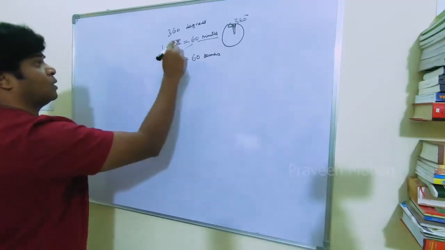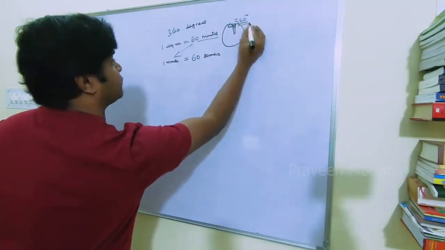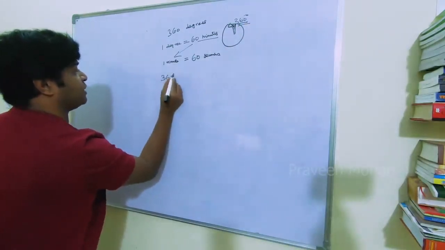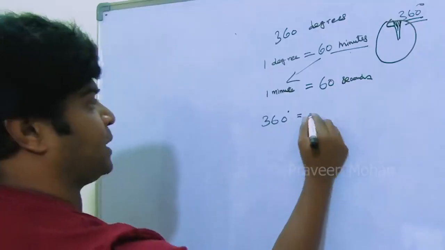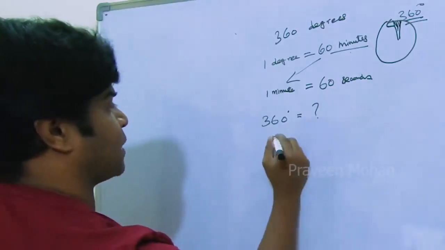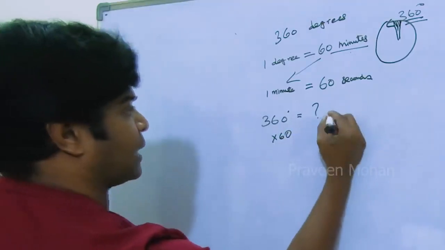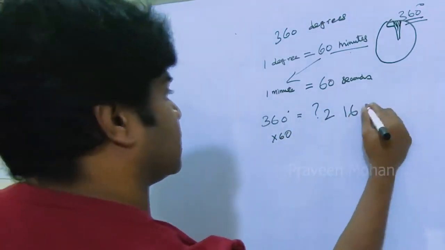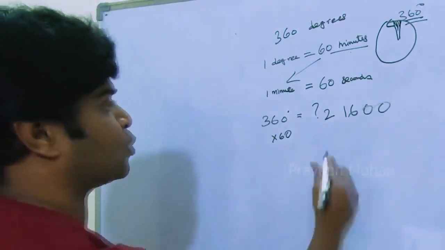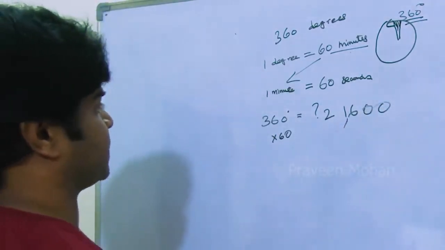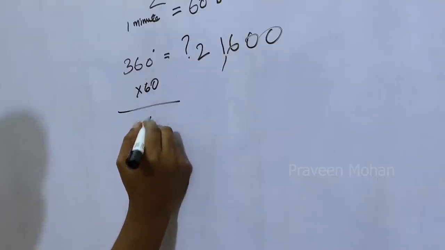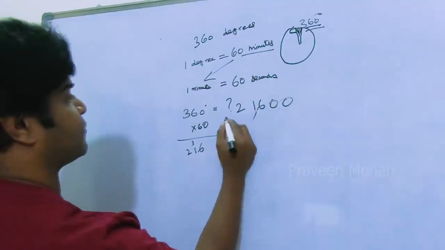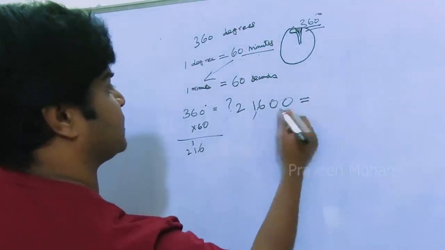Now, 360 degrees would be how many minutes? You have to multiply this by 60, right? I think it gives out 21,016, something like that. Am I right? 6, 6 are 36, 3, 18, 21. Yeah, so this is 21,600 minutes.